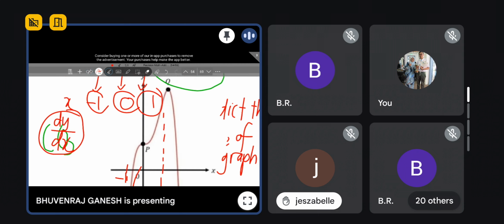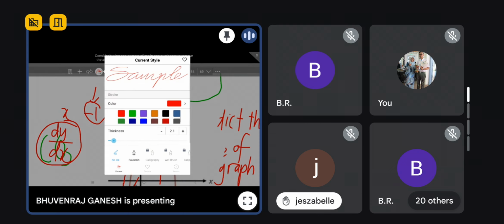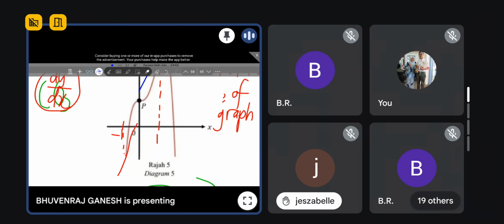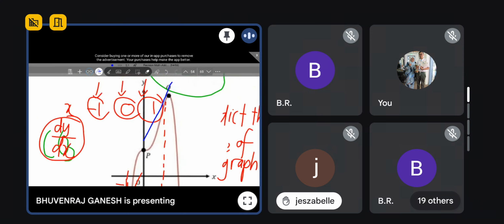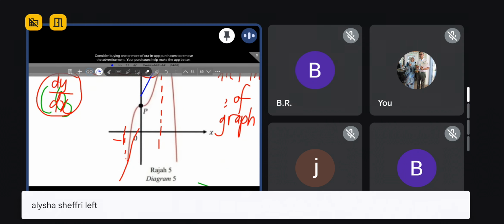Guys, if you draw at 1, how will the tangent look like? The tangent must touch only at one point. Am I right? So maybe it will be something like this. You can draw with a ruler to be more accurate. So guys, can you see that both of these have positive gradient? The lines that I draw have positive gradient.